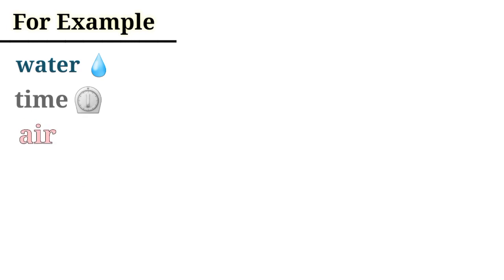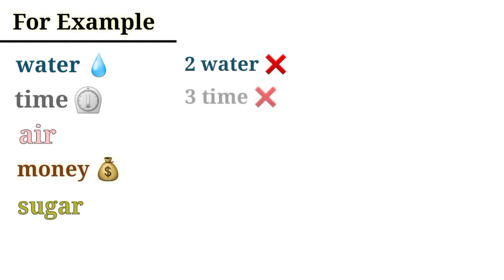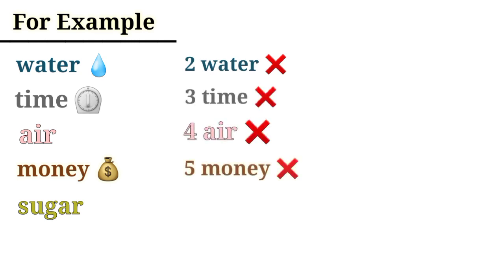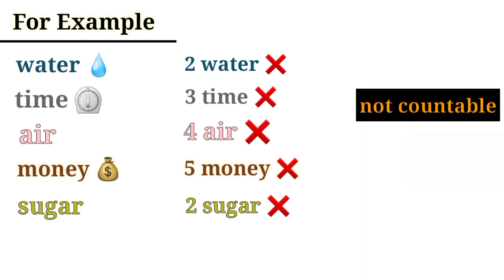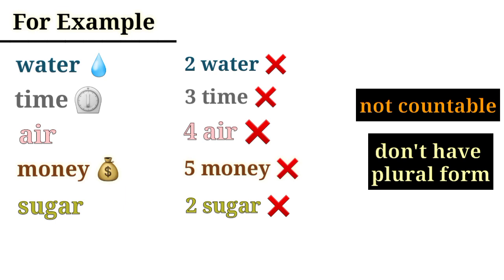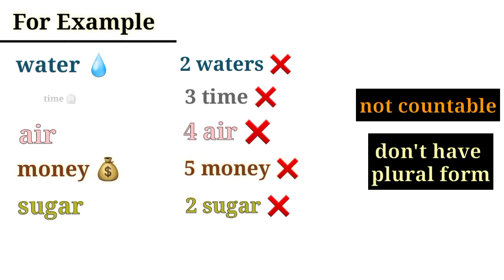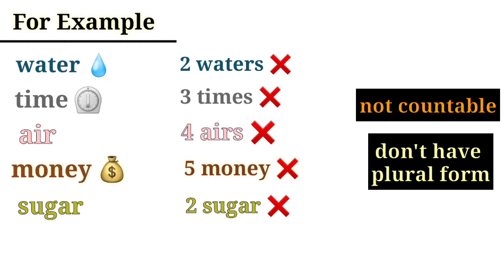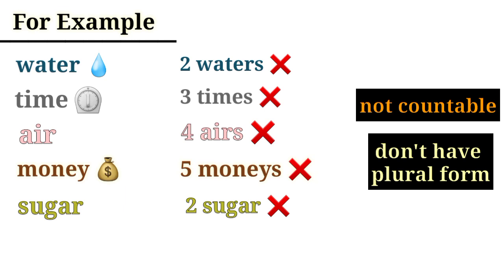For example, water, time, air, money, sugar. You can't count them. You can't say 2 water or 3 time or 4 air, 5 money or 2 sugar. So these all are not countable and also they don't have plural form. Like we can say water but we can't say waters. Same with time. We can say time but we can't say times. Air, yes. Airs, no. Money, correct. Monies, no. Sugar, okay. Sugars, not correct.